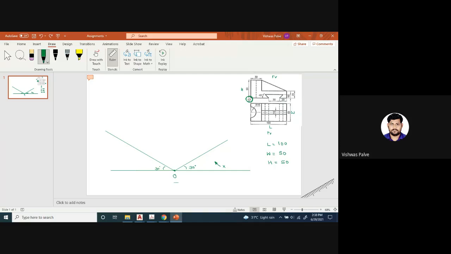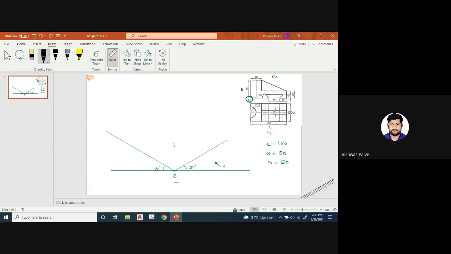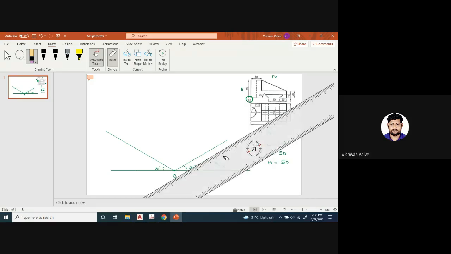And we are going to draw the front view of the given problem. Suppose I want to start the front view of this problem, then I will start with the origin O. Here I have to draw a vertical line whose length is 50 millimeter. It will take some time because I will use a scale.